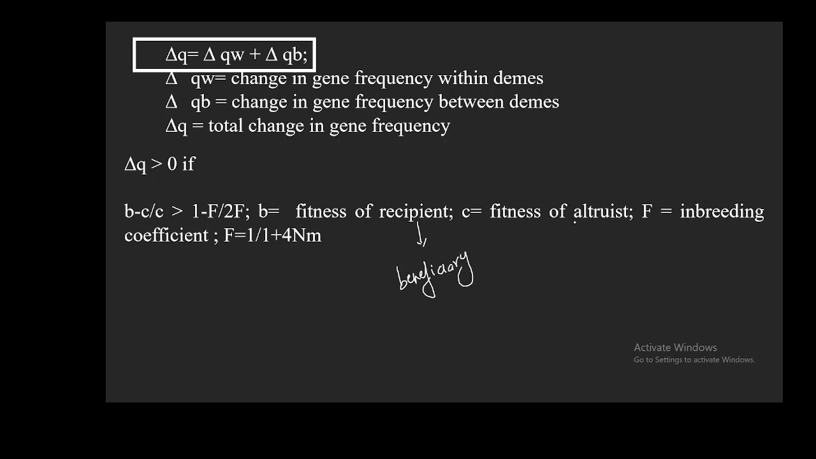Fitness of the altruistic means this is the benefactor, and F is the inbreeding coefficient, how they are breeding in between them. So this formula is like this: B minus C by C should be more than 1 minus F by 2F. And you know the formula of F.